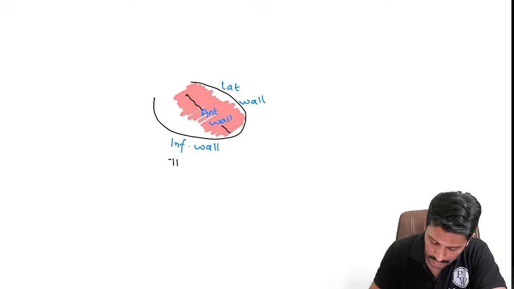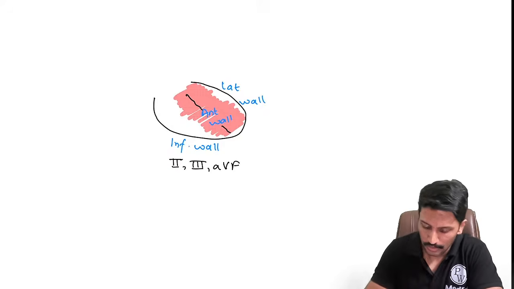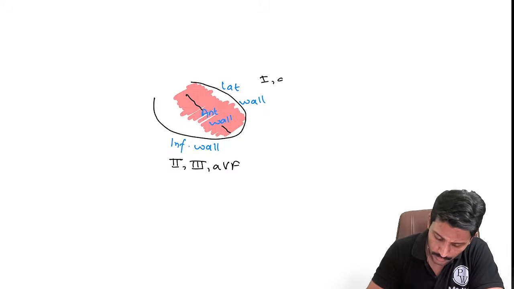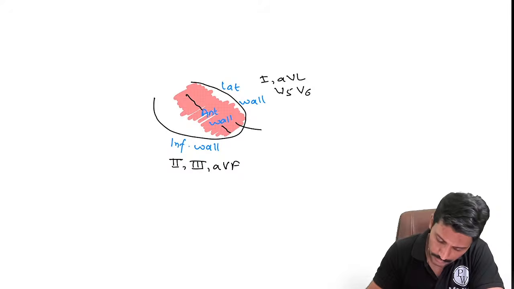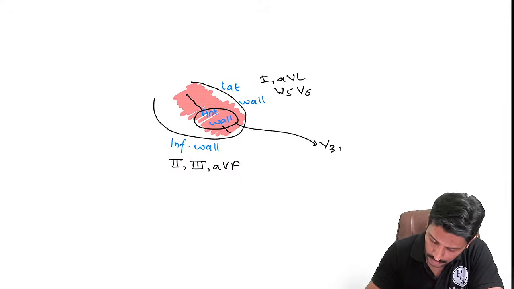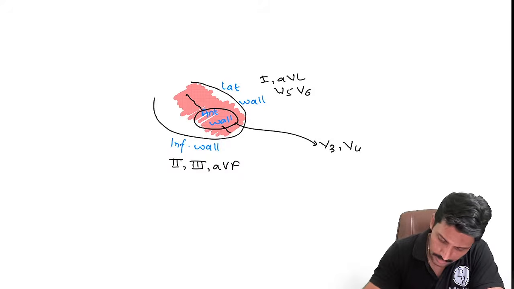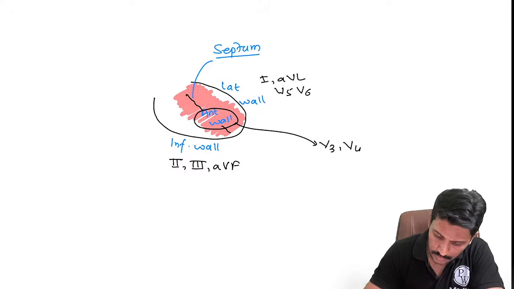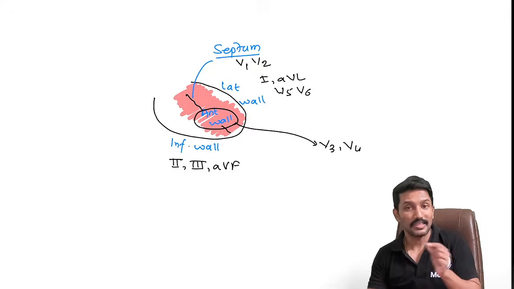So the inferior wall is represented by leads 2, 3 and AVF. The lateral wall is represented by 1, AVL, V5 and V6. As we know, the anterior wall is represented by V3 and V4. And this is our septum. The septum is represented by V1 and V2. Now, what is the blood supply?